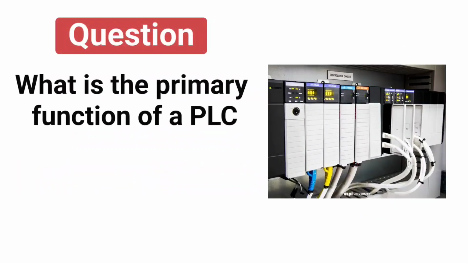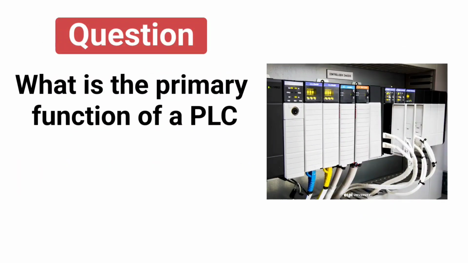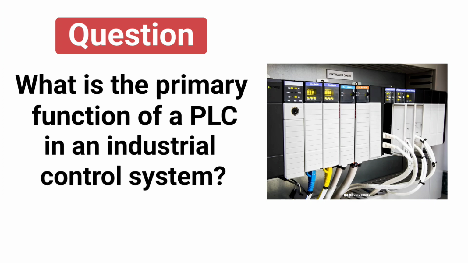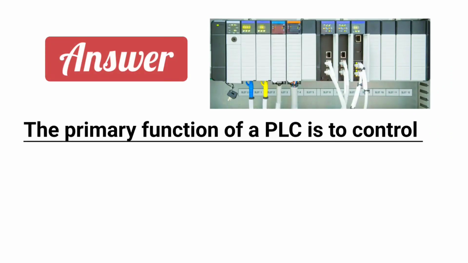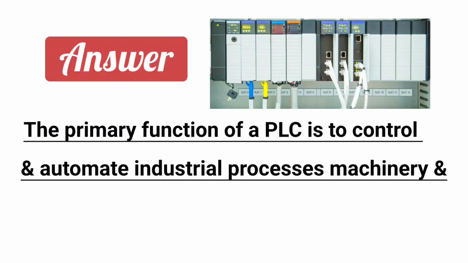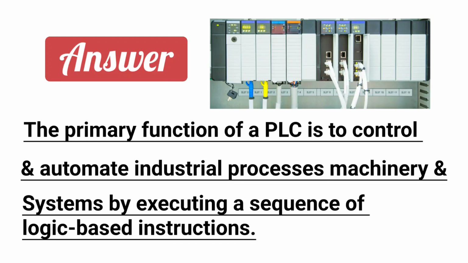Next question is, what is the primary function of a PLC in an industrial control system? Answer, the primary function of a PLC is to control and automate industrial processes, machinery, and systems by executing a sequence of logic-based instructions.